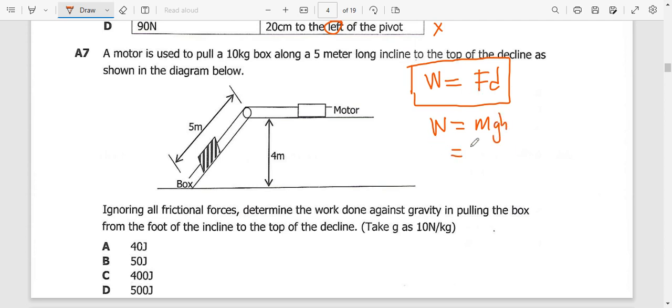So I need you to be keeping these formulas. The mass of the box is 10, gravity is 9.8, and then height, you can see the height of the incline is 4. Sorry, gravity is 10. For you, you use 10. So this is 10 times 10 times 4. That will give us 400 joules. Is this clear?